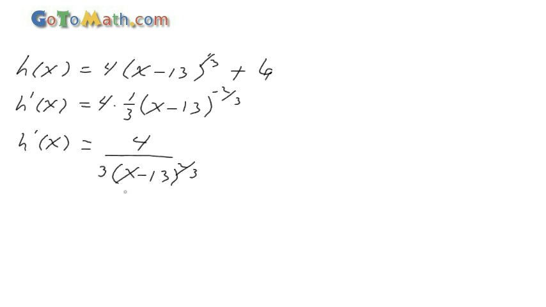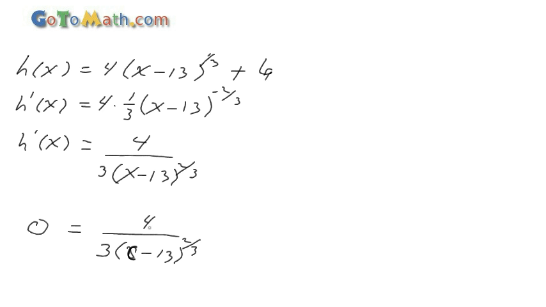So we're left with a 4 up in the numerator, and then we have 3 times x minus 13 raised to the 2/3 power. So now what we want to do is set it equal to 0, and of course we're looking for that critical number, or critical numbers I should say. Let me go ahead and plug c in for x. Minus 13 raised to the 2/3.